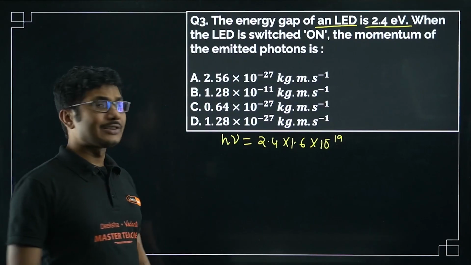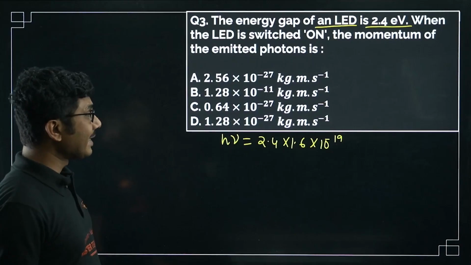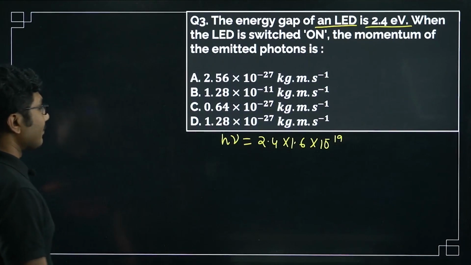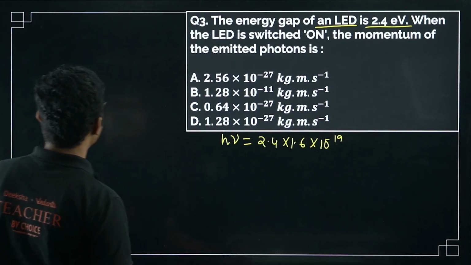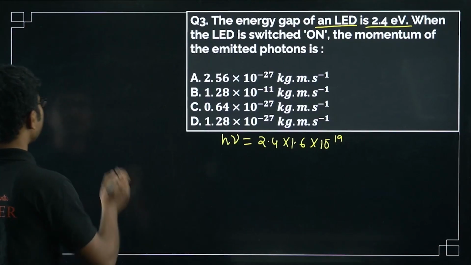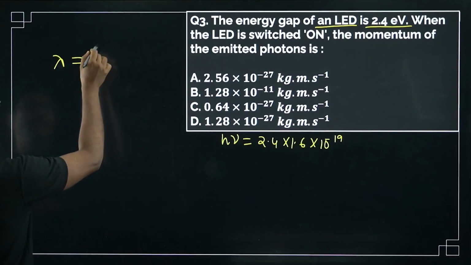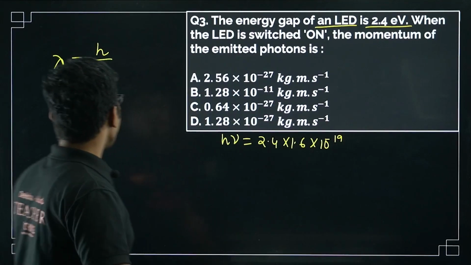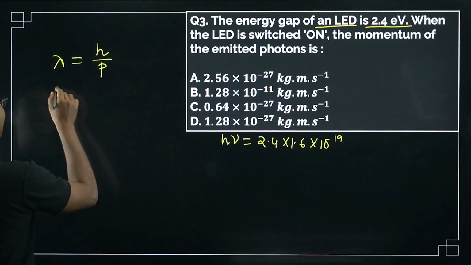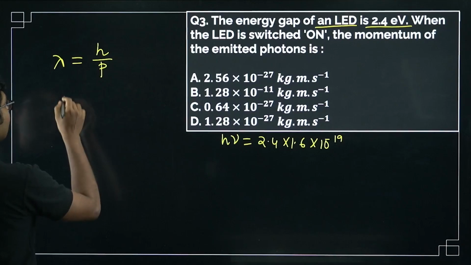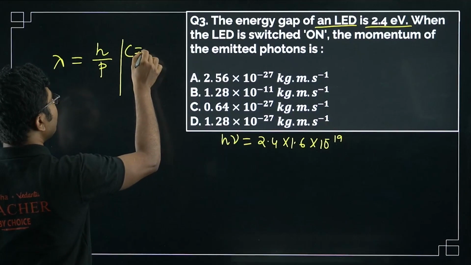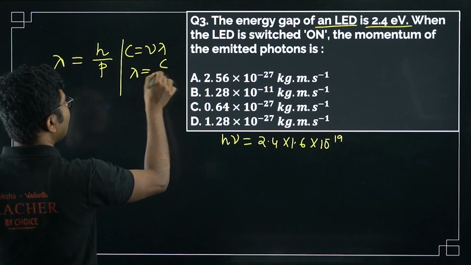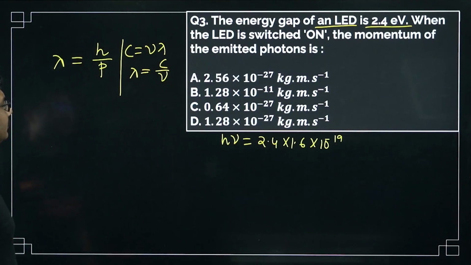Okay, and they asked you what is the momentum of the particle, right? Now to calculate momentum, first of all you have to remember that you can calculate it using the de Broglie principle. So lambda equals h by p. Okay, lambda equals h by p. And what is lambda? So c equals nu lambda, or lambda equals c by nu, right?